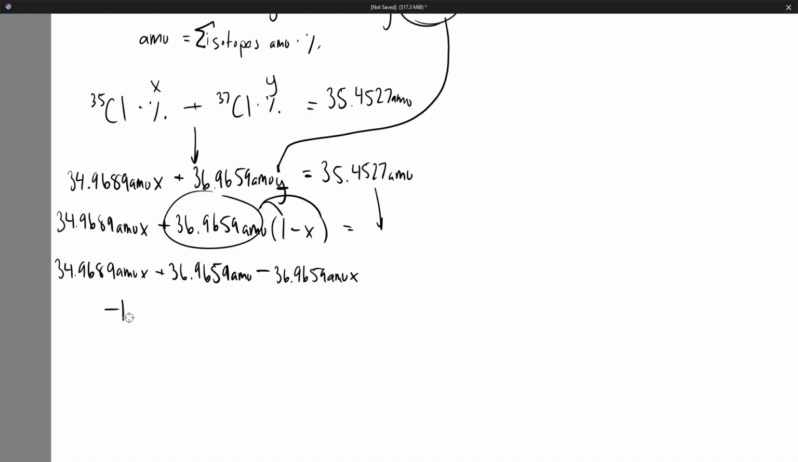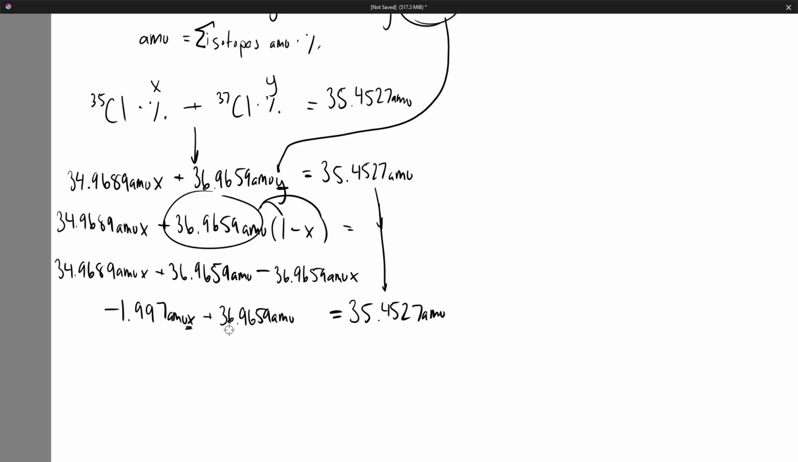That subtracts out to be negative 1.997 amu x plus 36.9659 amu. And you bring down the atomic mass of chlorine, so it's 35.4527 amu. Now we just want to solve for x.